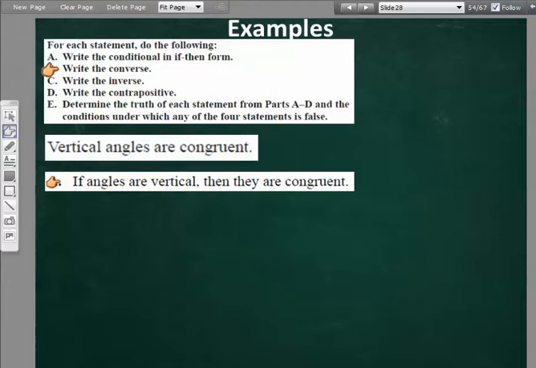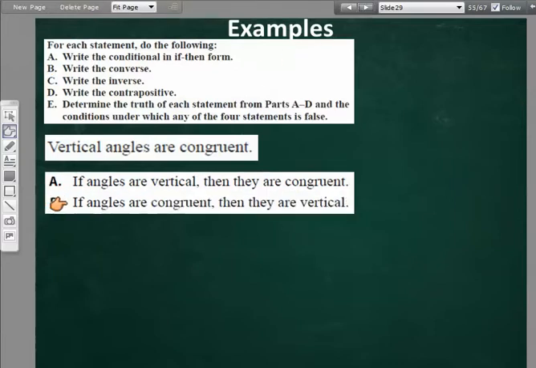So part B says write the converse. That means I'm going to flip these. I'm going to say, if angles are congruent, then they are vertical. Okay, I'm going to tell you right now, part A is true. Part B is false, because even if the angles are congruent, they don't have to be vertical. You could have two right angles. You could have two angles that measure 30 degrees and so on.